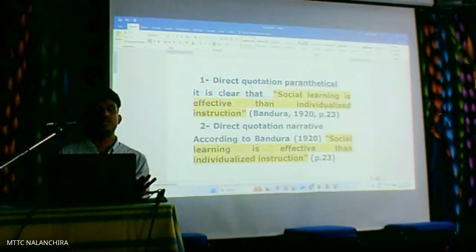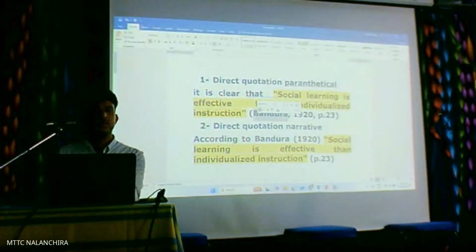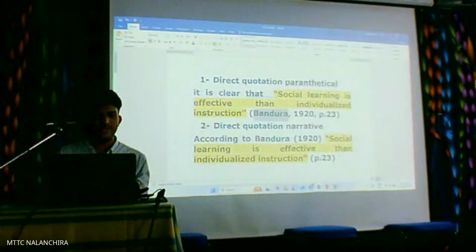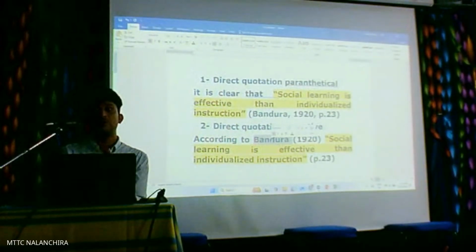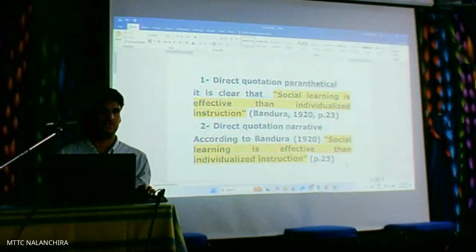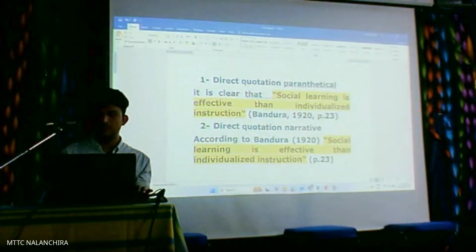Both in the direct quotation, both in the parenthetical and narrative, we use the quotation as such. But the only thing is that here, Bandura's name is within the bracket, in the parenthetical. In the narrative style, Bandura's name is outside. According to Bandura, only the year and page number is in the bracket. This is about direct quotation. Now let me come to the third one.